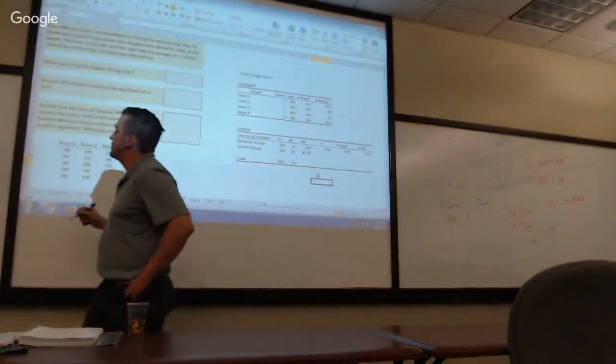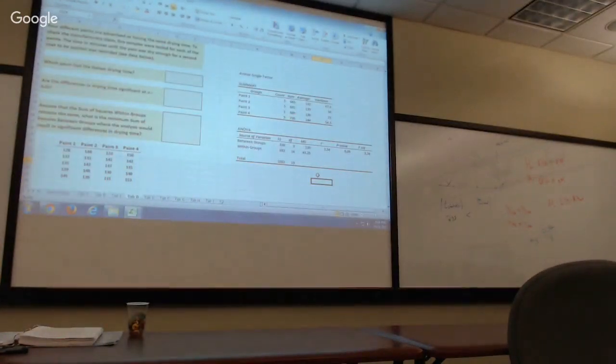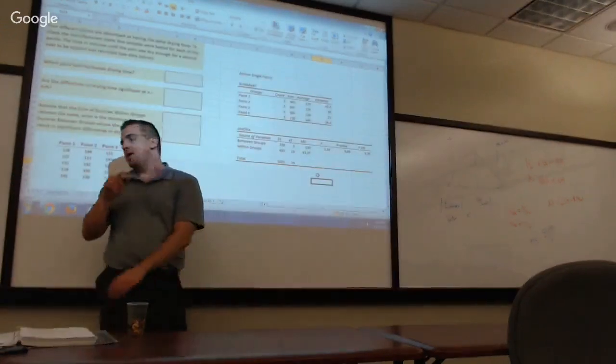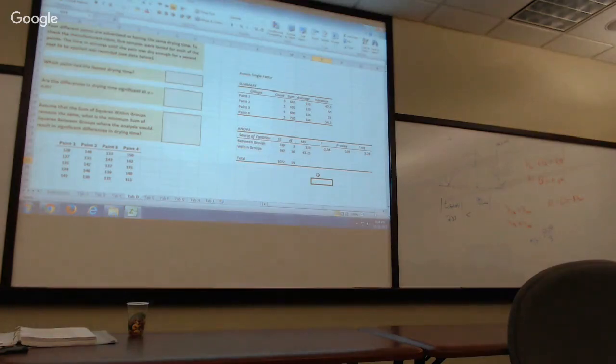So if our F value is equal to our mean square between groups divided by our mean square within groups. So if we're keeping our sum of squares within groups the same, our mean square within groups is going to be given to us. So our F value is always going to be our mean square between groups divided by 43.25. And we need this to be greater than 3.24.